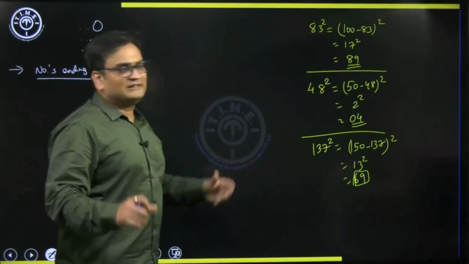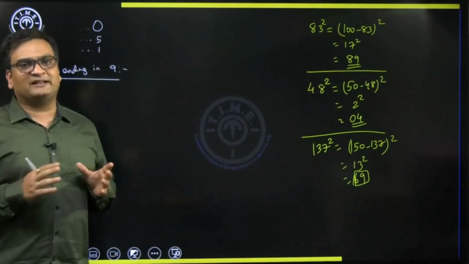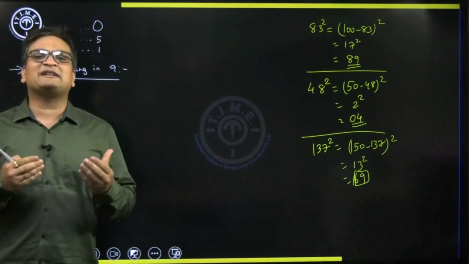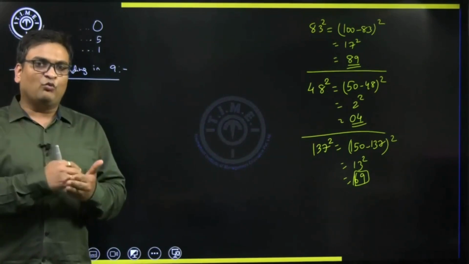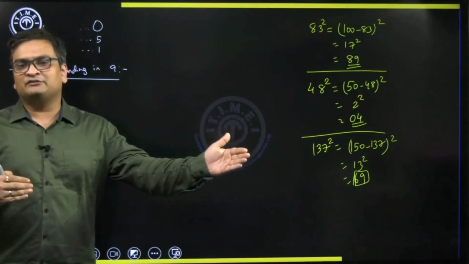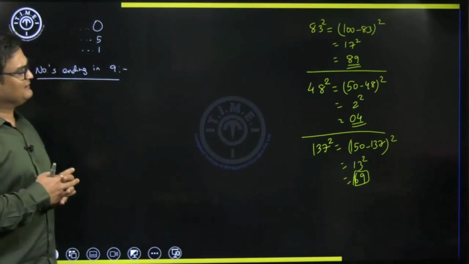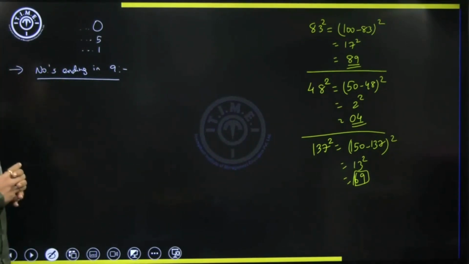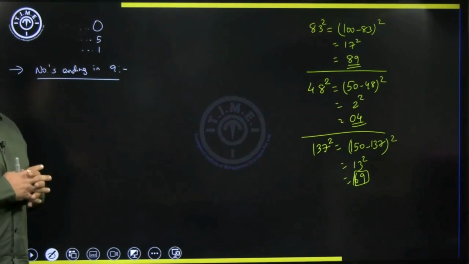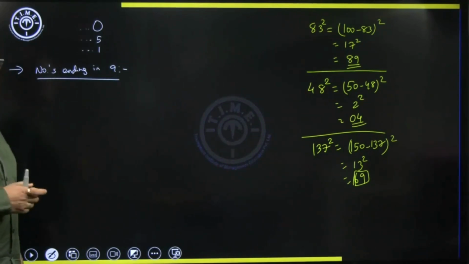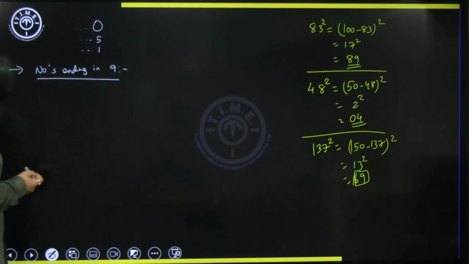This way we can find out the last two digits of any perfect square, if you memorize the perfect squares from 1 till 25. So 1 to 25 you need to memorize. You will be able to manage the last two digits of any large number which is a perfect square. So I will take an example.